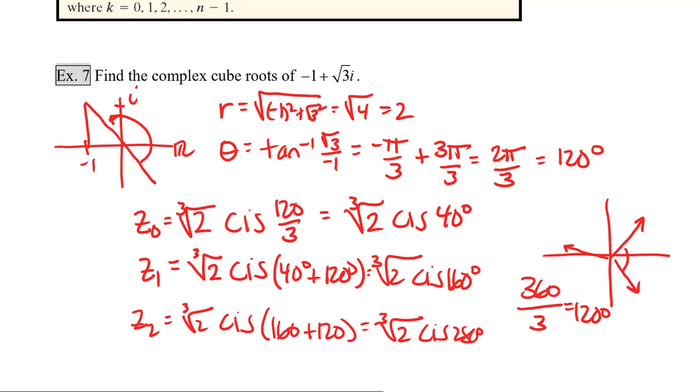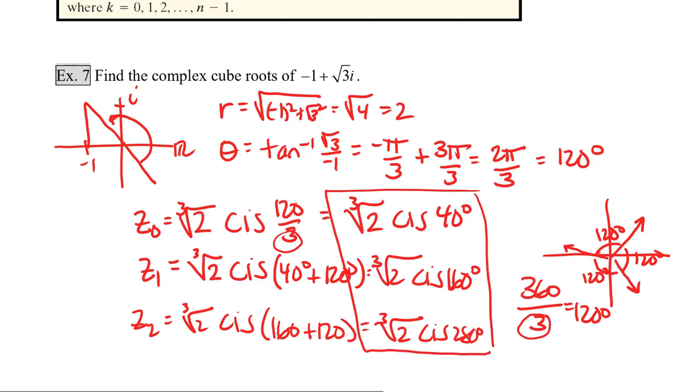So see how each of these answers are separated by 120 degrees. If we were finding fourth roots, we would have started by taking our original angle and dividing it by 4. Then we would have taken 360 and divided it by 4, and we would have been adding 90 to get our 4 answers. But we were finding cube roots, and here are 3 answers right here.